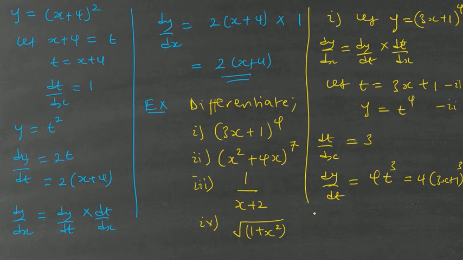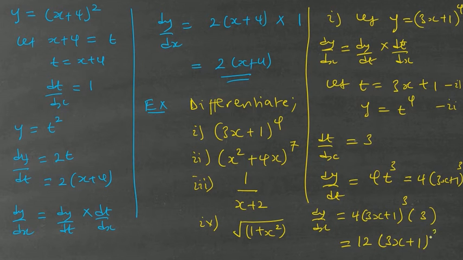So now our dy/dx equals, substituting back, dy/dt, which is 4 into 3x plus 1 cubed, into dt/dx, which is 3. And this one gives us 12 into 3x plus 1 cubed. And that is it.